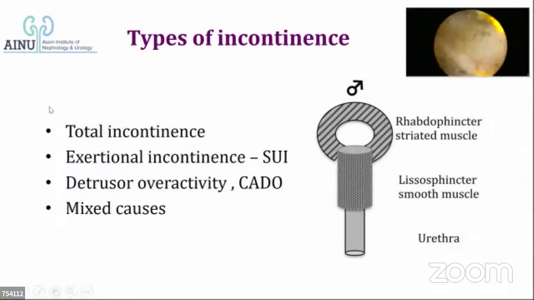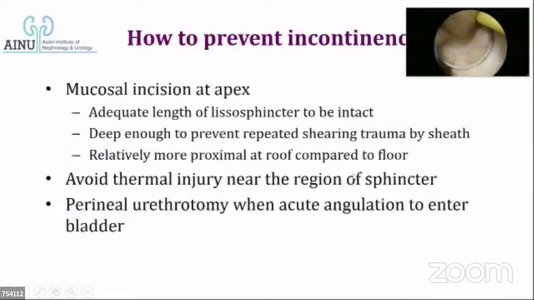So types of incontinence: either total incontinence, exertional incontinence called SUI, or urge incontinence, which is a different thing and is not going to be discussed. The rhabdosphincter, a striated muscle around the urethra, is mostly damaged in radical prostatectomy. The lithosphincter, which is inside the mucosa, is the thing which is going to be damaged in enucleation and TURP.